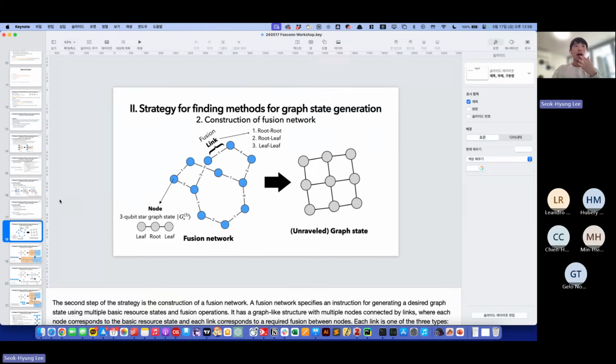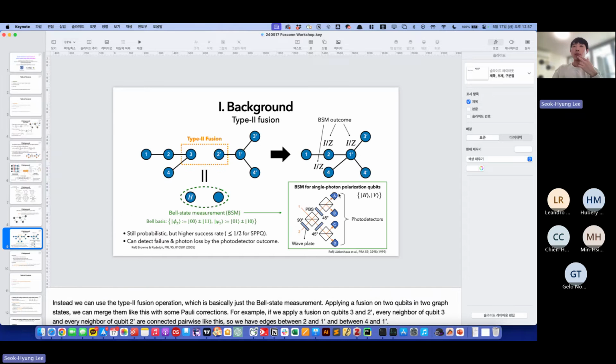I'm not sure I fully understood your question, but a fusion itself is just implemented between two photons. So if you consider this fusion network, a single node can be connected with at most 3 nodes, because each resource state is composed of three qubits, which are just 3 photons. So each of them can be involved in at most 3 fusions, and each fusion can be implemented using these linear optical circuits. So this one and this one are two input photons.